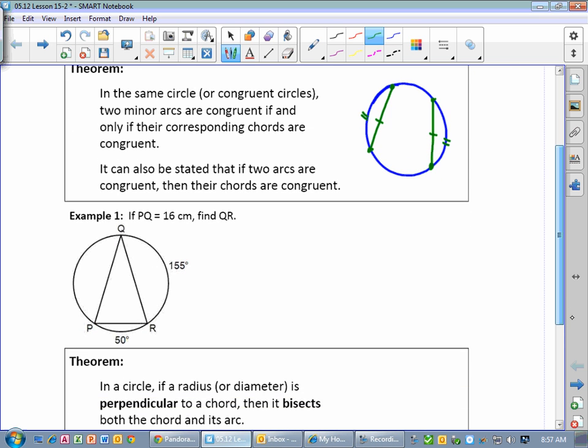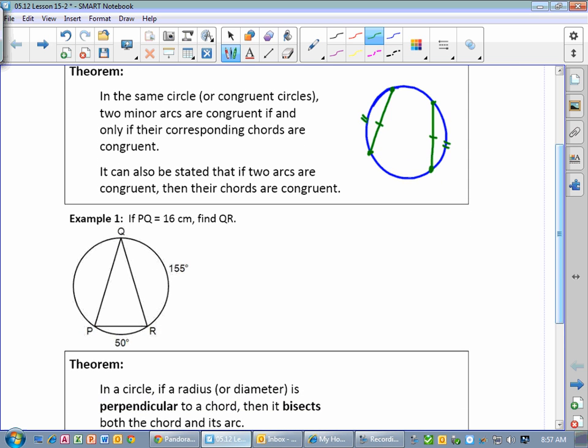Let's apply this theorem really quick. Example 1 says if PQ is 16 centimeters, find QR. So PQ, which is right here, would be 16. So let's go ahead and label that 16. And we want to know how long is QR. Well, we're given some other information. We're told some arc measures. We know this is 155 degrees, and this is 50 degrees.